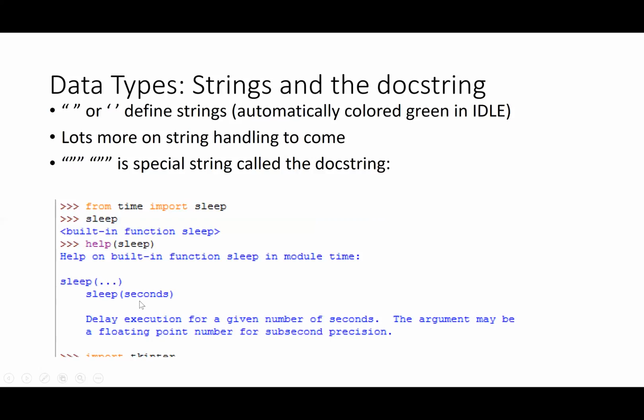Sleep(seconds) delays the execution, this is of the program, not your execution, don't worry, for a given number of seconds. The argument may be a floating point number for sub-second precision. Aha, I didn't know that. I learned something right there.